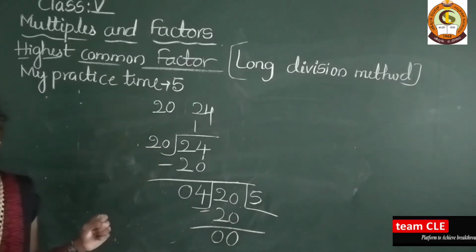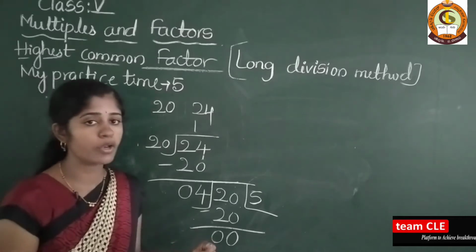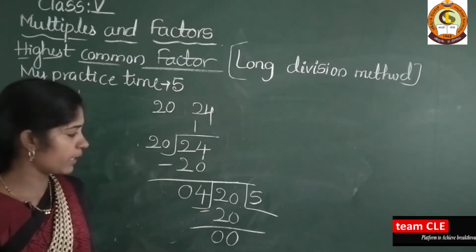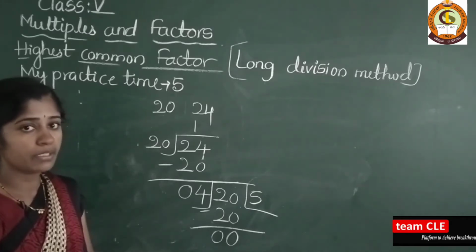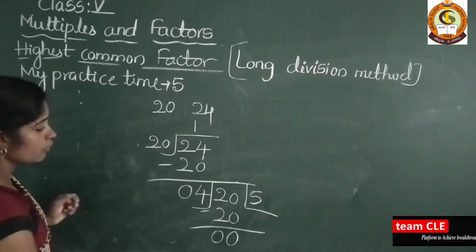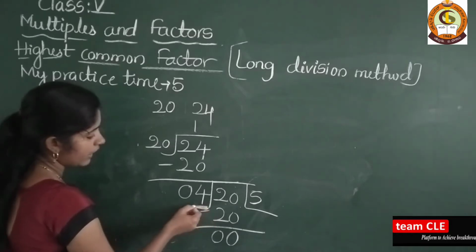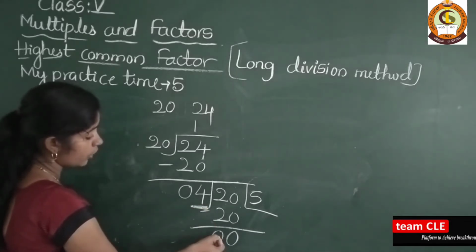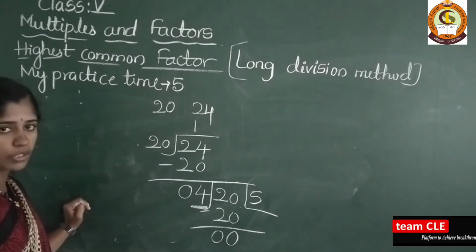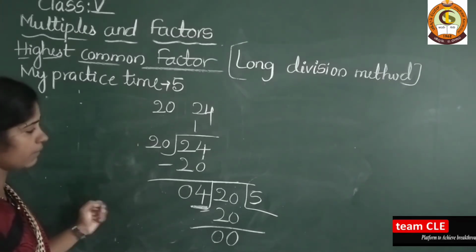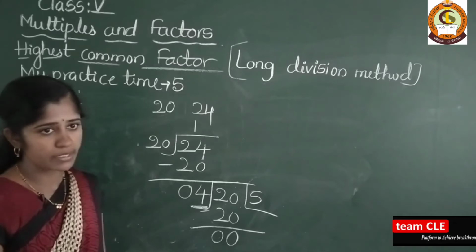You have to keep dividing until you get 0 as a remainder. Then tell me, among these, what is the HCF of the numbers? The HCF of the numbers is 4. See here, where I got the remainder as 0, that divisor we call the HCF of the numbers. So here 4 is the HCF.